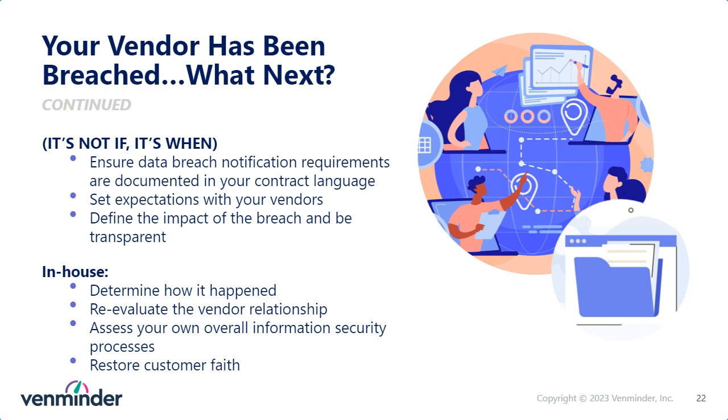And then when we talk about in-house, you want to be able to determine how it happened. You have to be able to say, hey, how did this even happen? That's where that deep dive audit testing mentioned previously comes in. This is where you're going to get those answers. And you'll have to reevaluate that relationship with the vendor. You want to make sure the security measures that you have in your contract are strong and working, but that they actually implemented them.